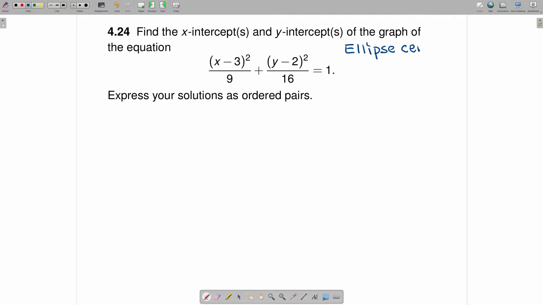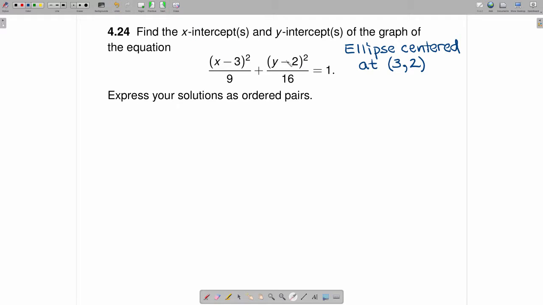that is centered at the point (3, 2). But you really don't need to know that to work the problem. What we want to do is find the x-intercepts, and the way you do that is you set y to 0. And we also want to find the y-intercepts, and the way you do that is you set x equal to 0.